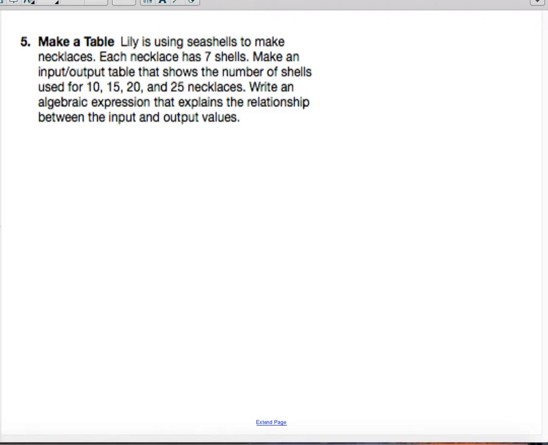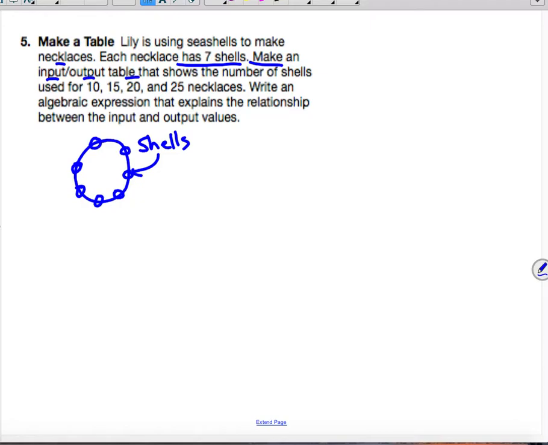It says make a table. Lily is using seashells to make necklaces. Each necklace has 7 shells. So you make a necklace and it's going to have 1, 2, 3, 4, 5, 6, 7 shells on it, okay, per necklace. 7 shells per necklace. All right? Make an input-output table that shows the number of shells used for 10 necklaces, 15, 20, and 25 necklaces. Write an algebraic expression that explains the relationship between the input and the output values.